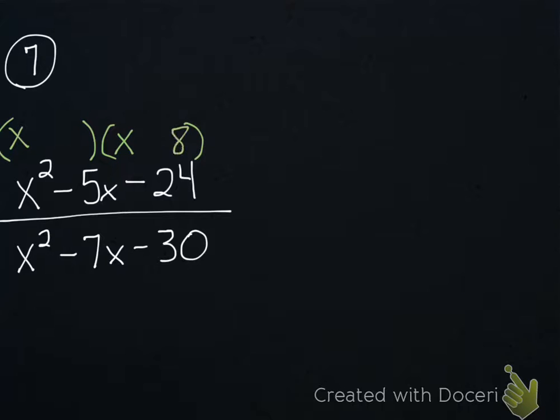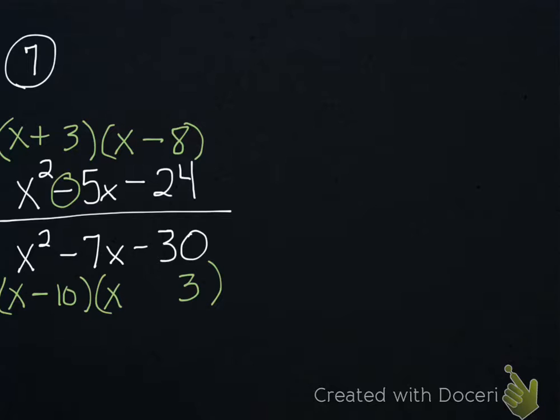Well, 8 and 3 multiplies to give me 24. The 8 will be negative because it gets the same sign as the middle. In order to give us a negative 5, the big number has to have the same sign. The 3 will be positive. Now let's look at the denominator. Two numbers that multiply to give me 30. 3 times 10.